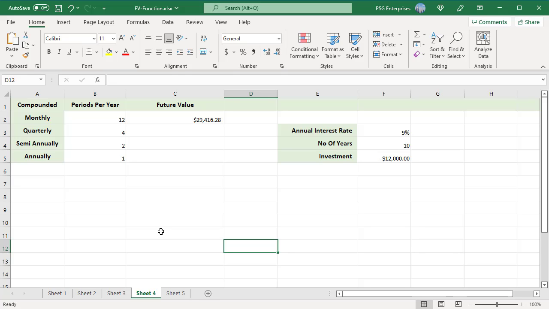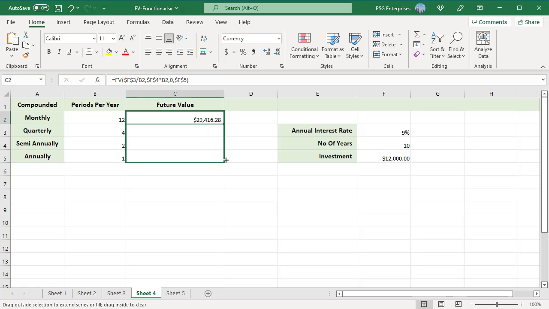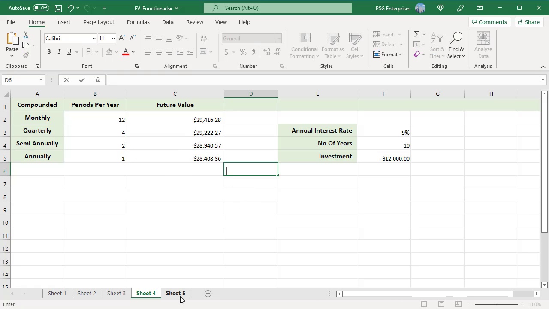For example, compare the future value for various compounding periods. Enter this formula. Lock the cell references for rate, number of years, and investment using $ so that the formula can be copied down. Rate is calculated by dividing annual interest rate by the number of periods per year. Total number of payments is calculated by multiplying number of years by number of periods per year. Enter 0 for PMT. Copy the formula down. Future value is calculated for different compounding periods.